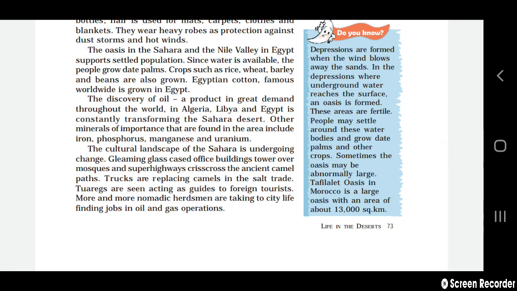The oasis in the Sahara and the Nile Valley in Egypt support settled populations. At the oasis, date plants surround the land, and the Nile River in Egypt gives support to the people living there. Since water is available, people also grow date plants. Crops such as rice, wheat, barley, and beans are also grown in these places sometimes, and Egyptian cotton, which is famous worldwide, is also grown in Egypt.